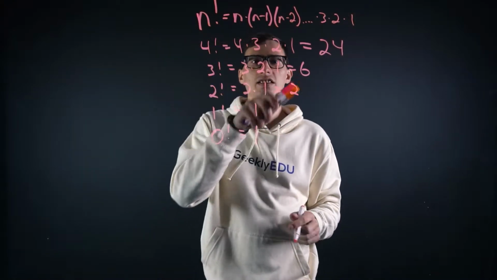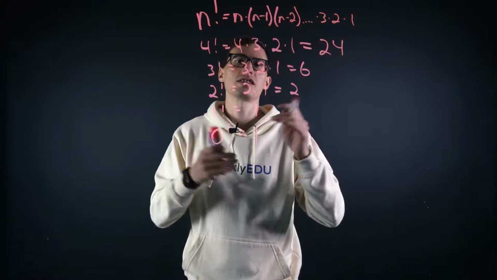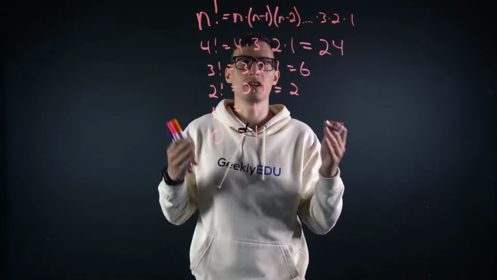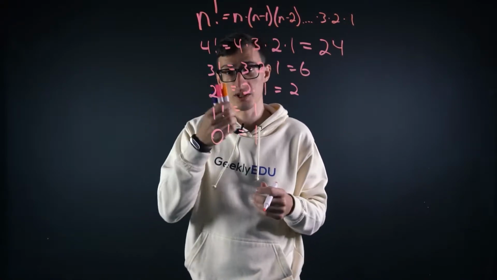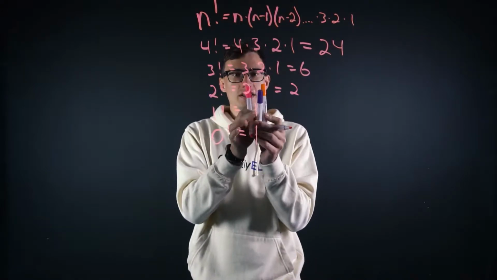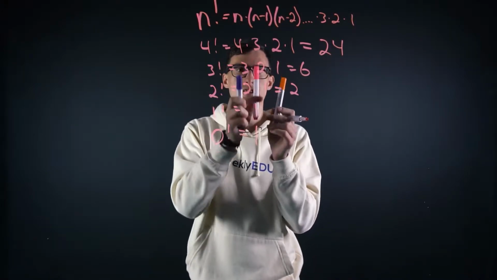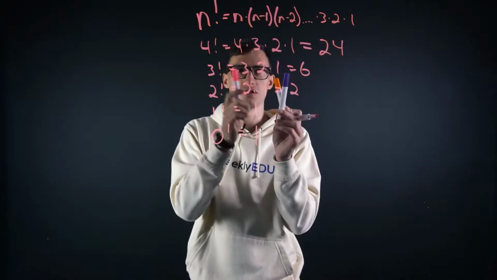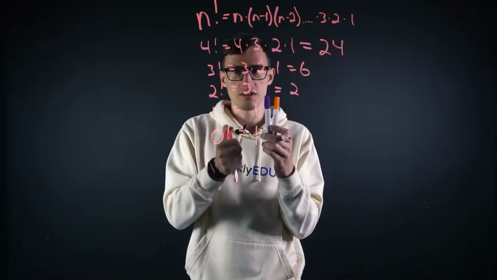So let's take a look at 3 factorial. A factorial is just a combination of how many combinations we can make with something, right? That's the physical interpretation. So if we have 3 markers, we can rearrange them in 6 different ways, right? First orange, then pink, then purple, first purple, then orange, then pink, and so on and so forth. There's 6 ways to do it.